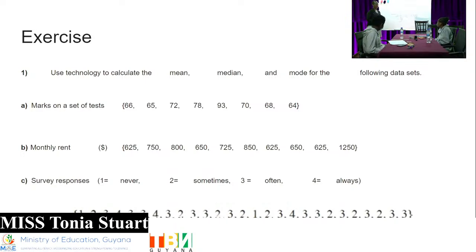You're not seeing 69, but isn't 69 between 68 and 70? 68, 69, 70. So the value in between would be 69. Understood? Yes.